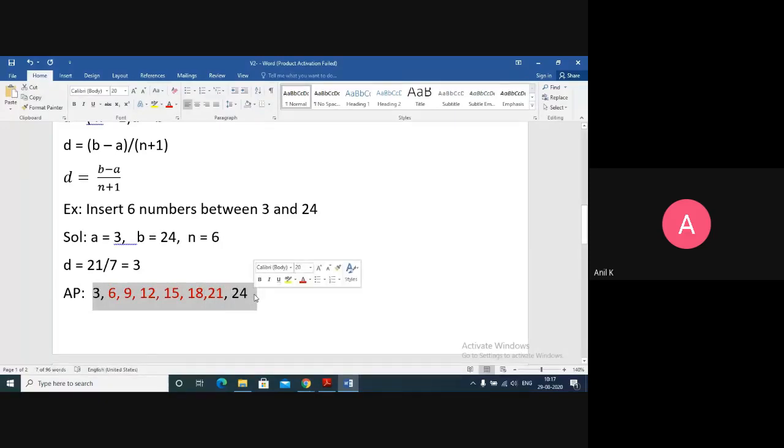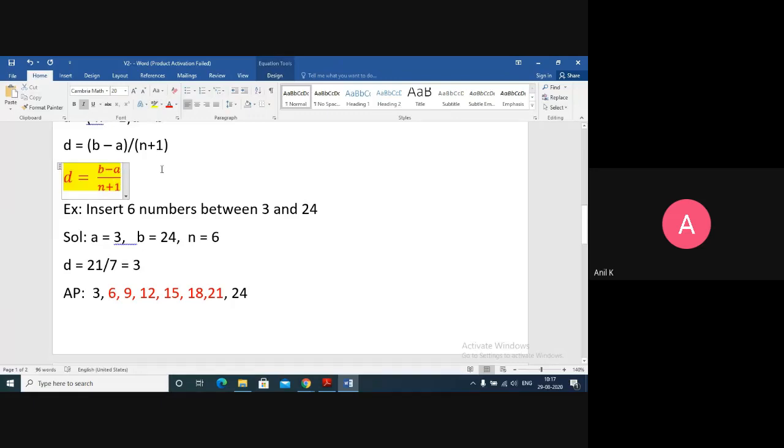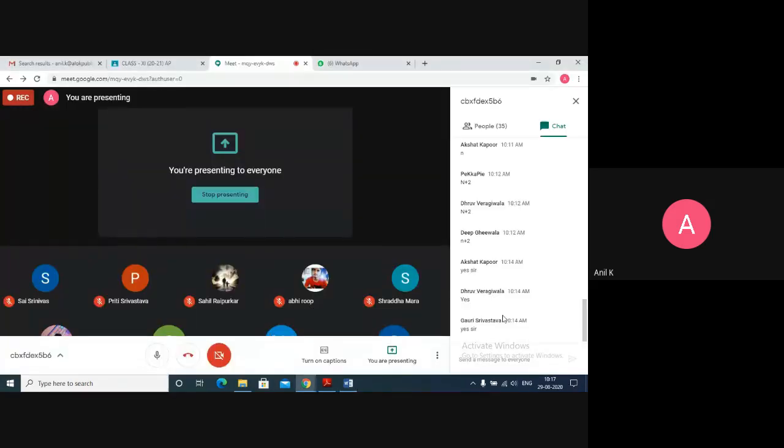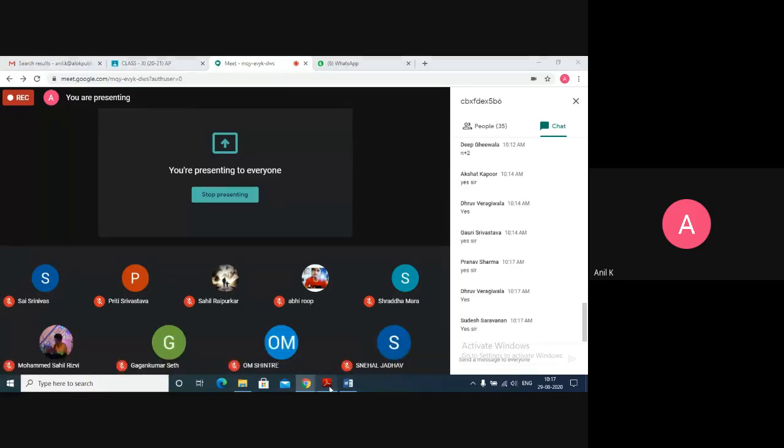Is that clear, how to get the arithmetic mean using that formula? So the one important formula you have to remember is the D formula: D value is (B minus A) upon (n plus 1). Is that clear about arithmetic mean for everyone? Okay, good.